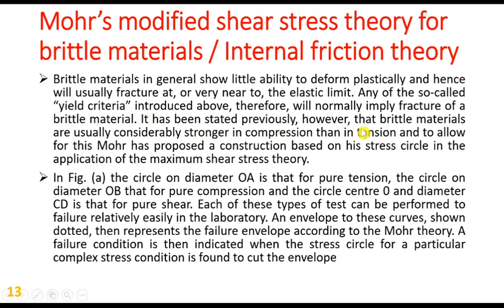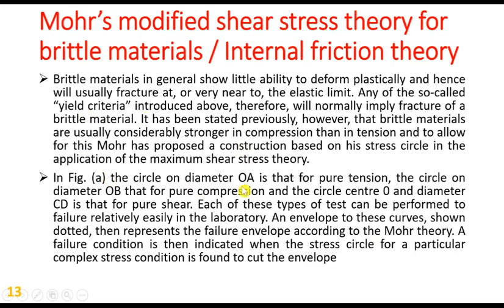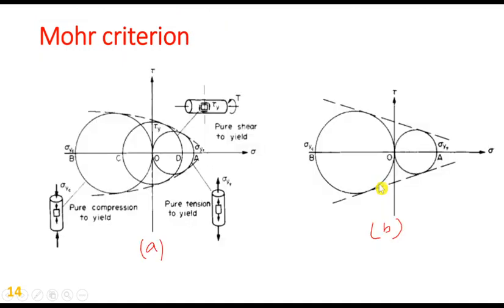It has been stated previously, however, that brittle materials are usually considerably stronger in compression than in tension, and to allow for this Mohr has proposed a construction based on his stress circle in the application of maximum shear stress theory. In figure A, the circle on diameter OA is that for pure tension, and this is pure compression, and tau is pure shear.